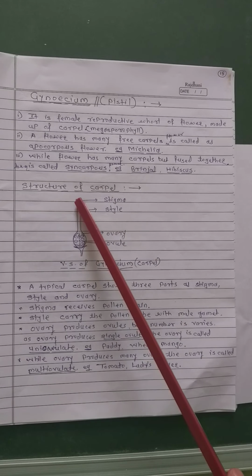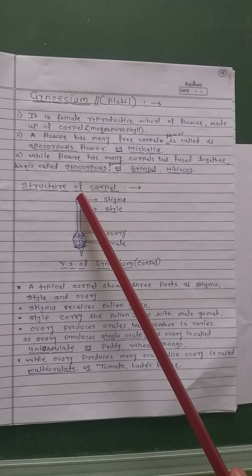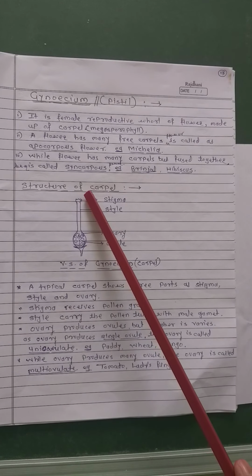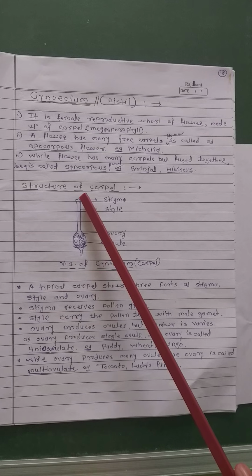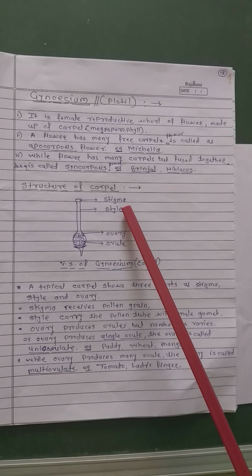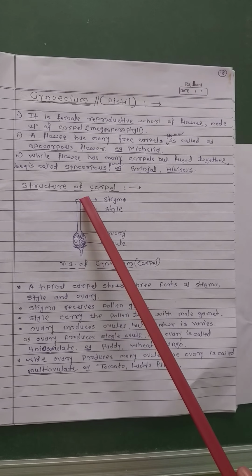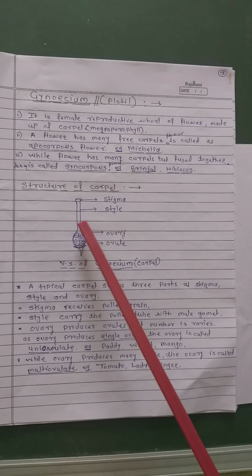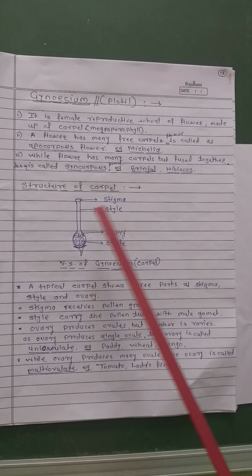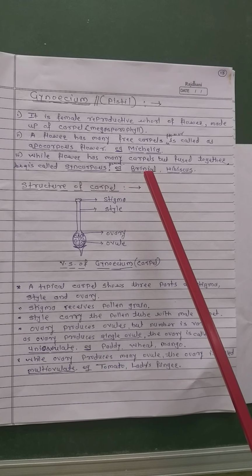Stigma may be capitate, globose or pentafid in shape. It receives the pollen grains. It secretes a secretion to germinate the pollen grain. The next part is the style. The style joins the stigma and ovary. It is a long slender structure. It carries the pollen tube along with two male gametes.